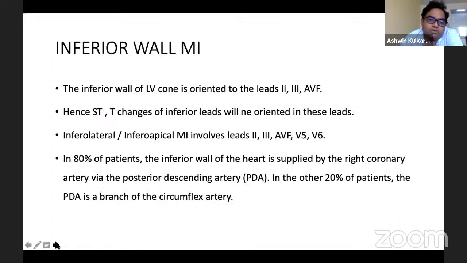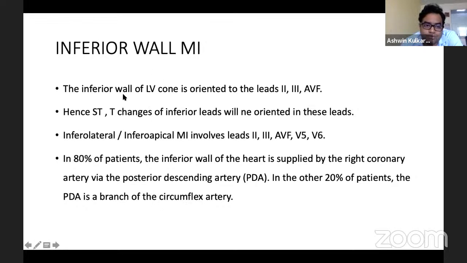So now coming to the inferior wall MI. The inferior wall of the left ventricle is oriented towards the region of lead 2, lead 3, and AVF. Hence, ST changes will be in the inferior leads only. Inferolaterally, sometimes there will be infarction with additional involvement of leads V5 and V6. In 80% of patients, the inferior wall of the heart is supplied by the right coronary artery via the posterior descending artery. In the other 20%, it is the left circumflex artery.